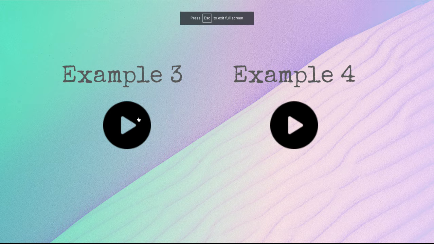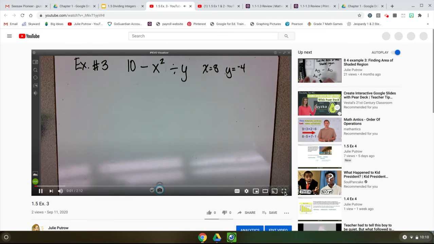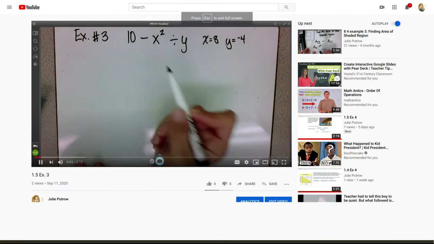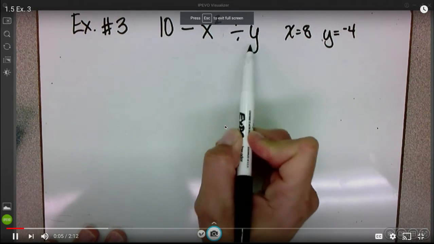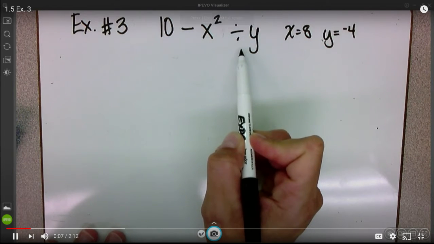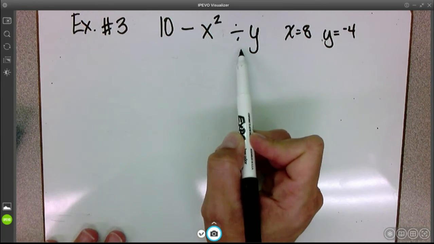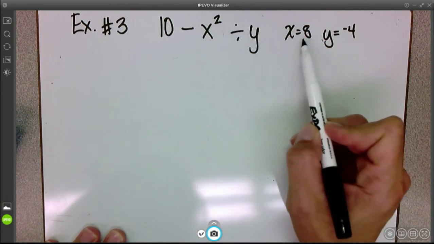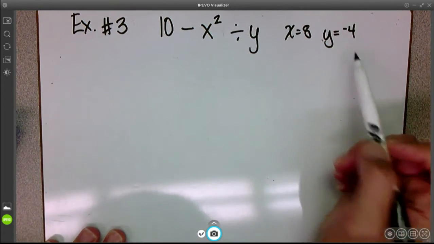So moving on here, we're going to watch example 3, and this one has variables that we'll be taking and substituting in values. Example 3 for dividing integers. In this problem here, we see that there are variables and they're asking us to evaluate this expression when x equals 8 and y equals negative 4.